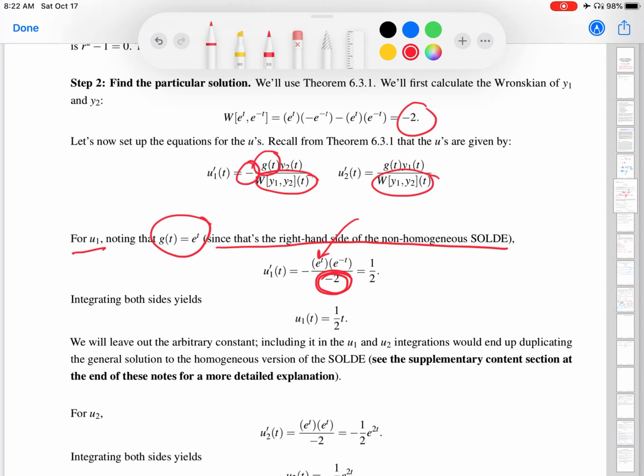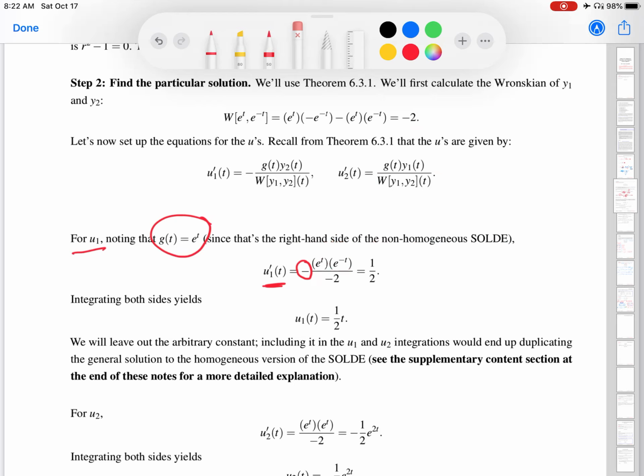I have a minus sign in front, because I'm doing the u1 prime formula. And then y2, remember y2 is e to the minus t. Okay, great. So I have this product of e to the t and e to the minus t. That's e to the 0, that's 1. So I get 1 on top, and then negative divided by -2, that's 2. So I get u1 prime is 1/2. Now when I integrate both sides, I'm solving for u1 because I know its derivative. I integrate both sides, I get 1/2 t.